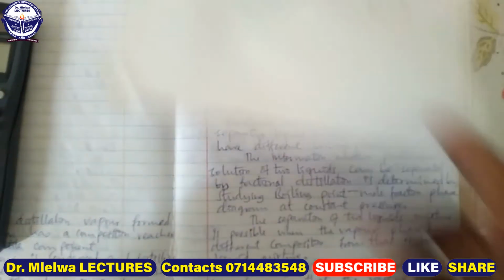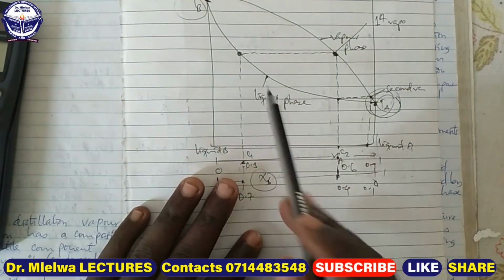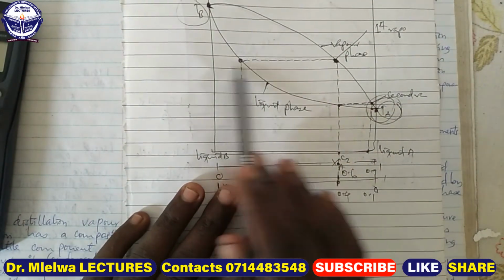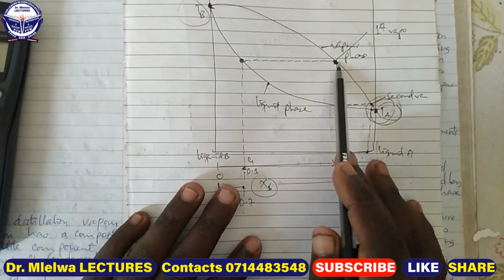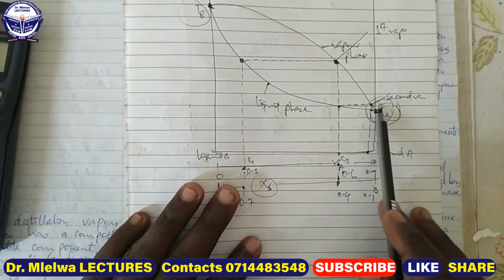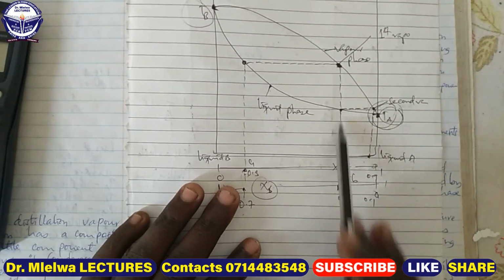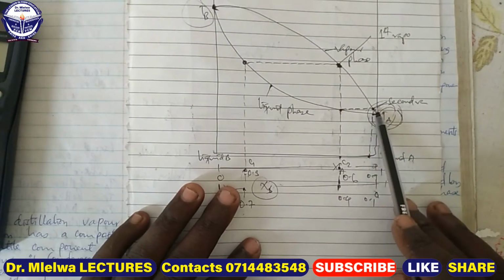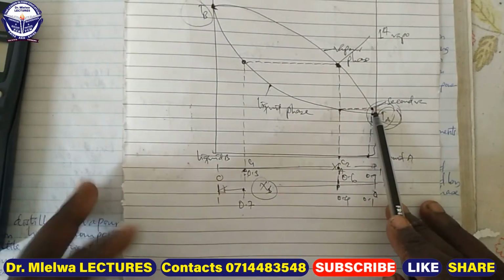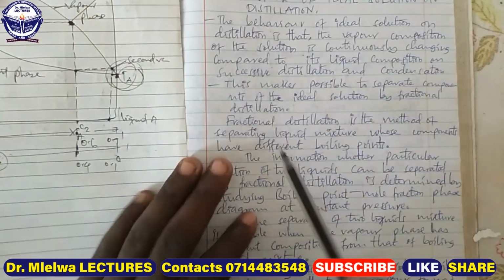Kama nilivyokuambia hapa kwamba tukidraw hii graph unaweza kuona vapor composition kwenye distillation ya kwanza ikawa hii hapa. Vapor composition kwenye distillation ya pili ikawa hapa. So tulifanya distillation tukacondense tukapata hii liquid. Tukafanya tena distillation tukapata vapor composition nyingine. So that's the behavior of ideal solution.